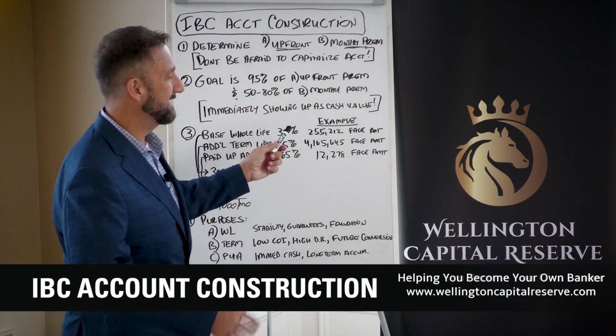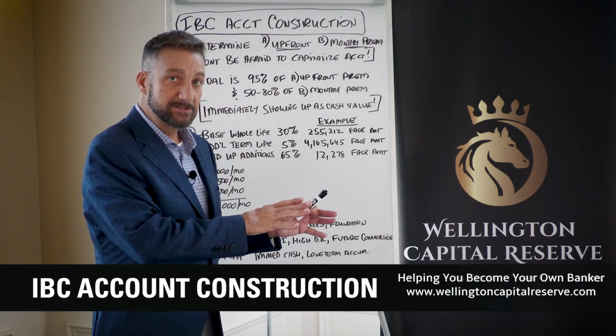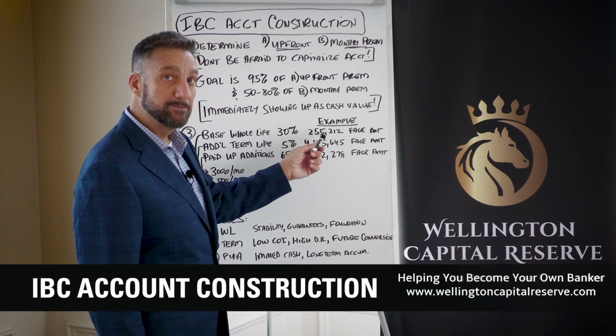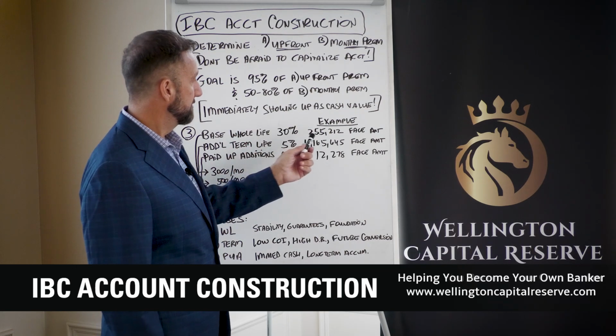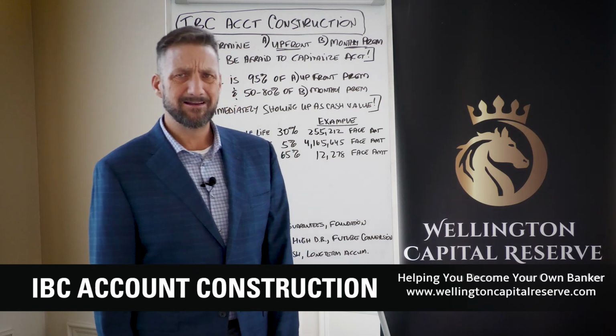So that would generate an example. Now these are just examples, so don't hold me to these specific numbers. I'm just showing you an example. That would give you a face amount or a death benefit of whole life insurance of $255,212. Now you say, Scott, that's an odd amount.